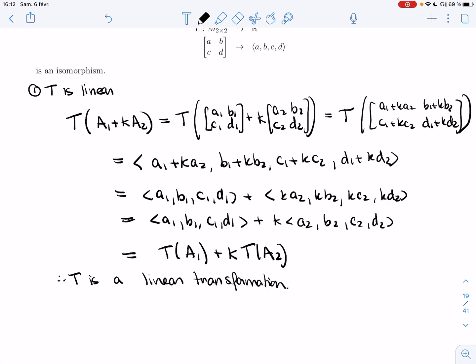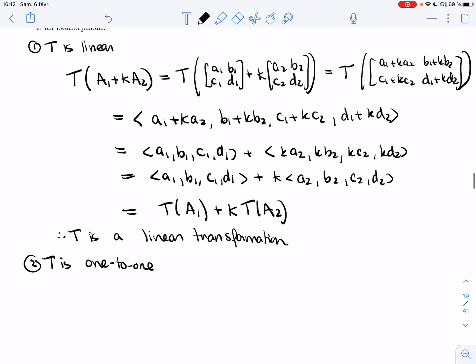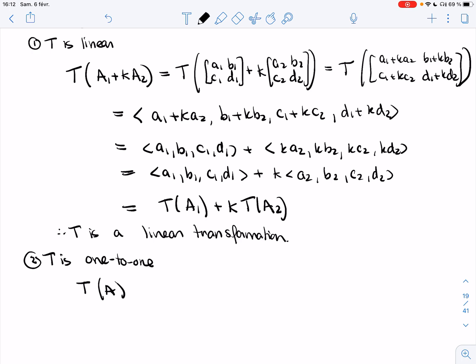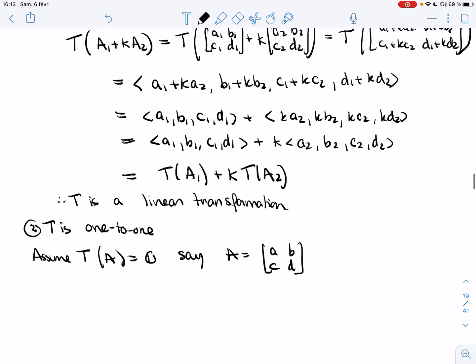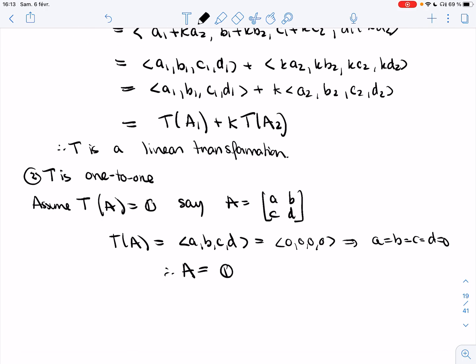All right, second, we need to prove that it's one-to-one. So I need to show that its kernel is just 0. So assume that T of A is equal to 0. I kind of need to complete the entry somehow. Let me write it here. Then T of A, which is A, B, C, D, equals 0, 0, 0, 0. And so that means A, B, C, D are 0. And so A is the 0 matrix. Sorry, that's a 0 vector.